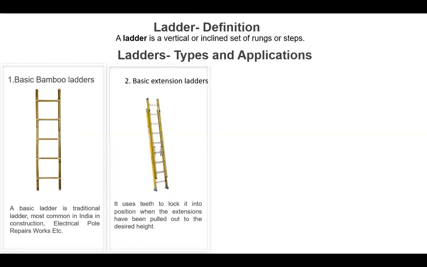The basic extension ladder is quite common, commonly used by firefighters. These ladders can be made of aluminum. They can be extended or collapsed. There will be some teeth and a lock arrangement, so by just pulling out one ladder, it will be locked into the other ladder. That's how this extension ladder works.